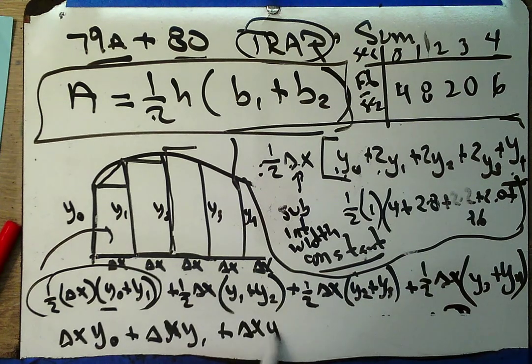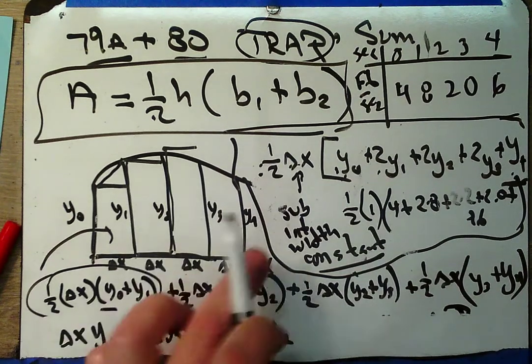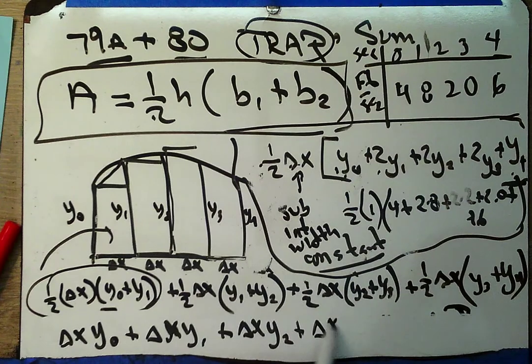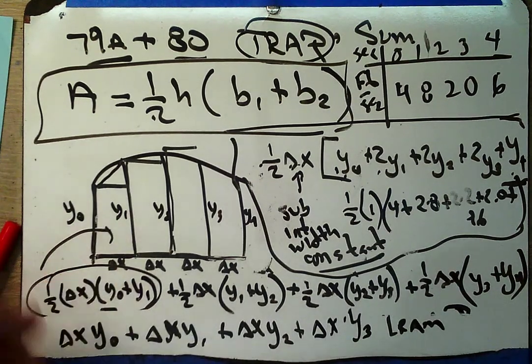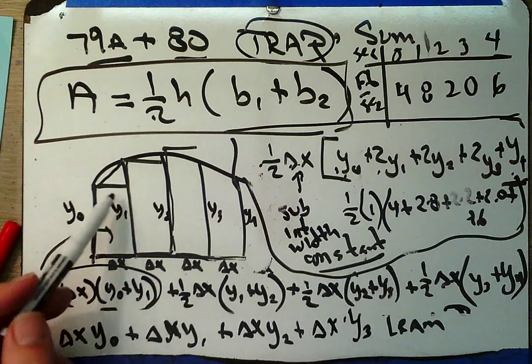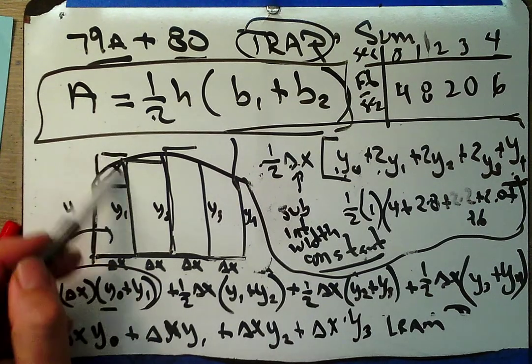Delta x, y sub 2. And then finally, because we're not going past y sub 4, finally I'd have delta x times y sub 3. So that's my LRAM. And what would my RRAM look like? My RRAM is going to be the area of this rectangle.